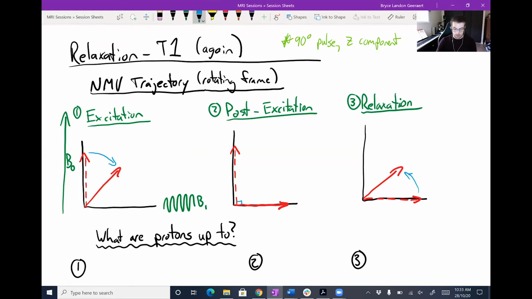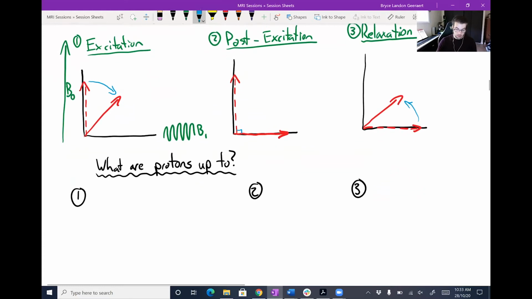Somebody asked about this after last session, so thanks for that question. This is why we're going over it in a little more detail, because it's a very good question.